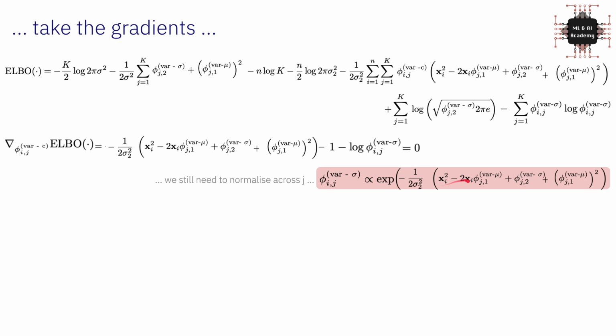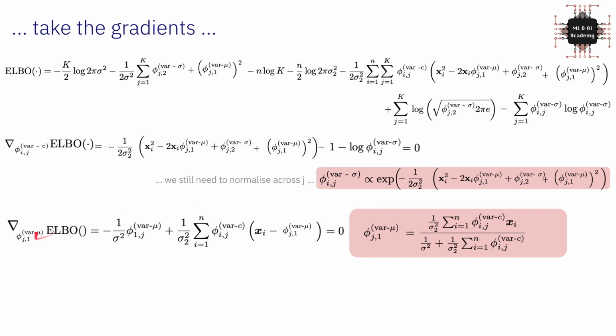and therefore now given the values of the phi j1 var mu, phi j2 var sigma, and phi j1 var mu, which is just the mean of the variational and the sigma of the variational distribution, we can in fact update var ij. Now notice we need to make that a valid distribution, and that's why we need to normalize this, but it's easy to normalize it by just summing it across all j's.